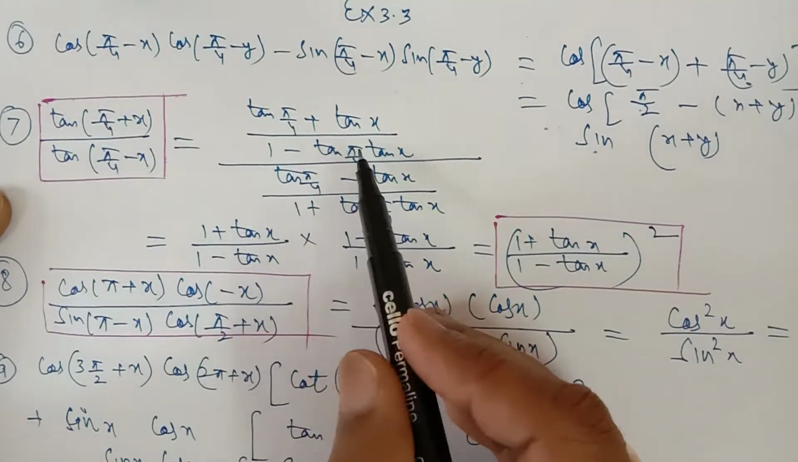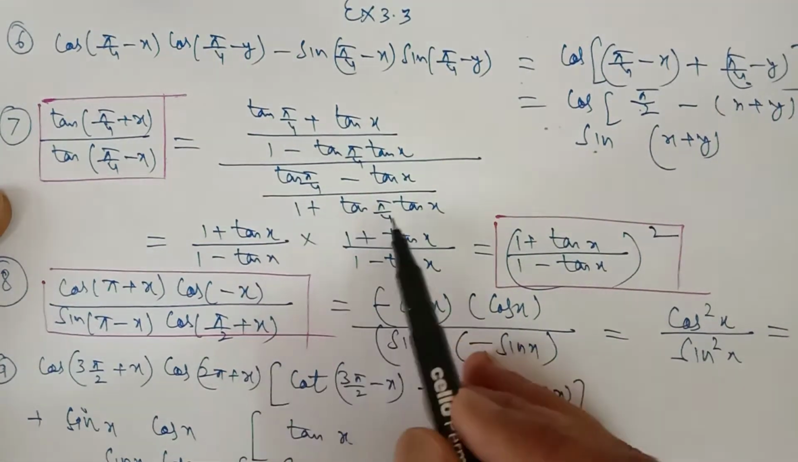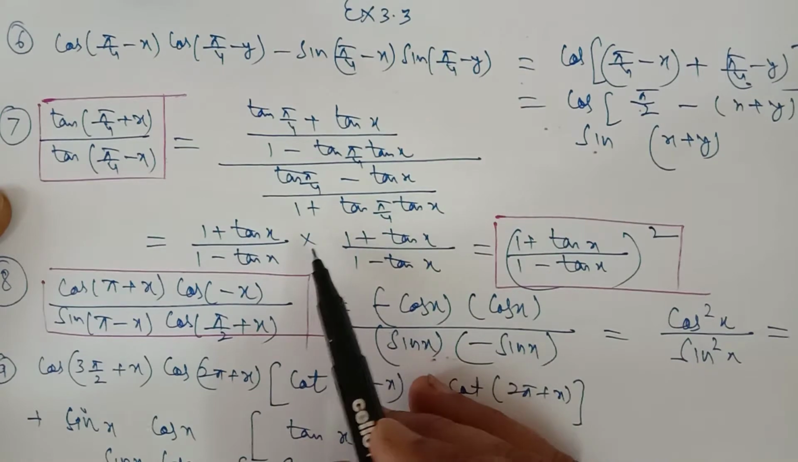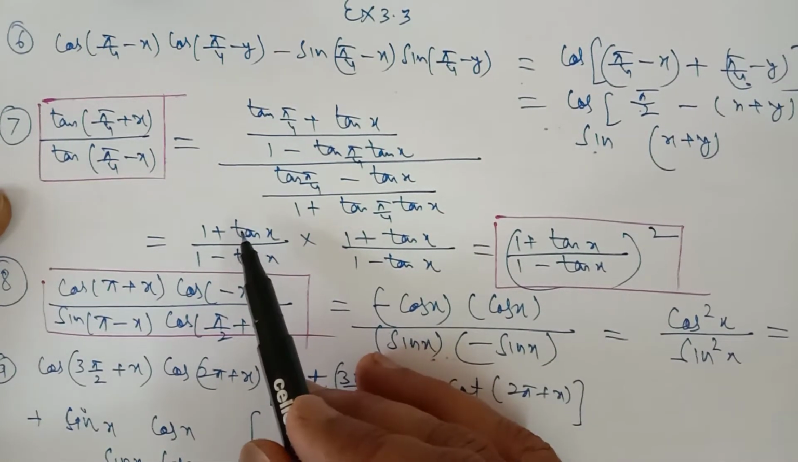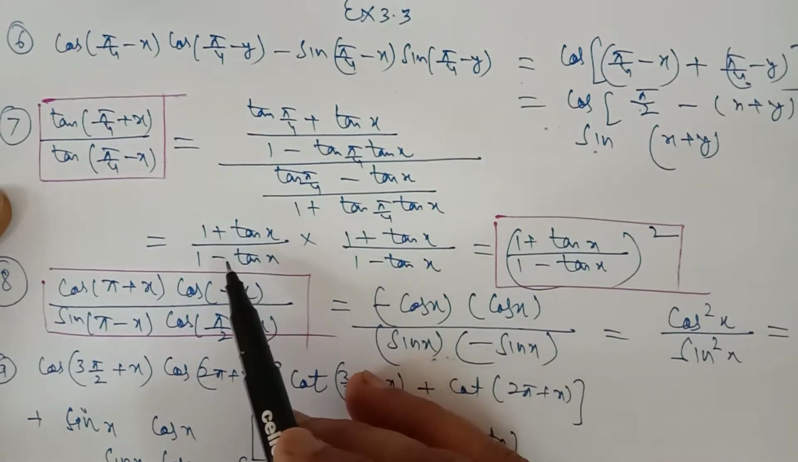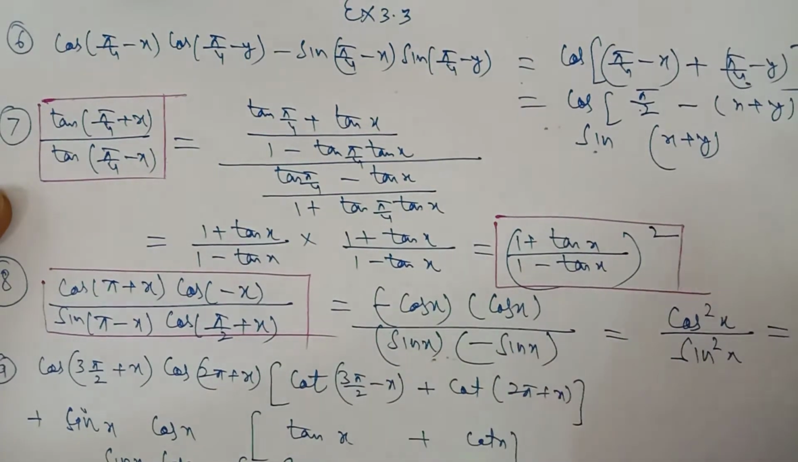1 plus tan x upon 1 minus tan x. Division: take the reciprocal and multiply. It comes out to be 1 plus tan x upon 1 minus tan x, which is equal to (1 plus tan x) whole square upon (1 minus tan x) whole square. So this is the easy question.